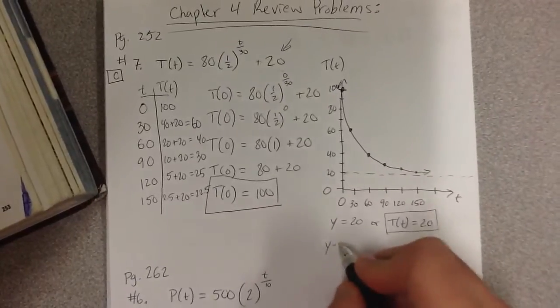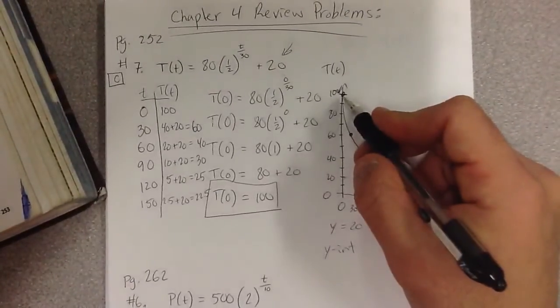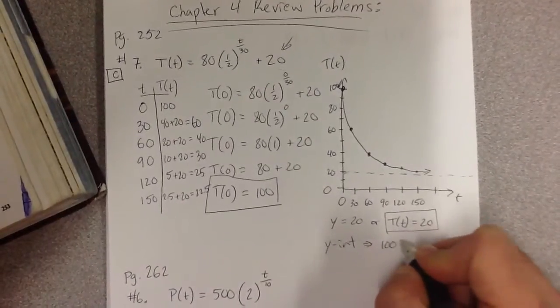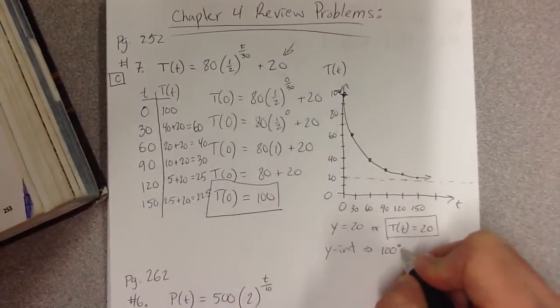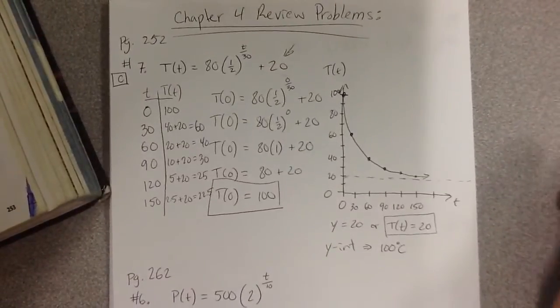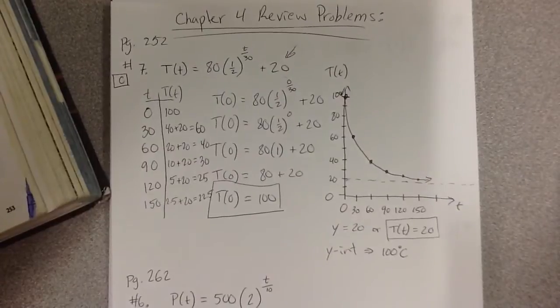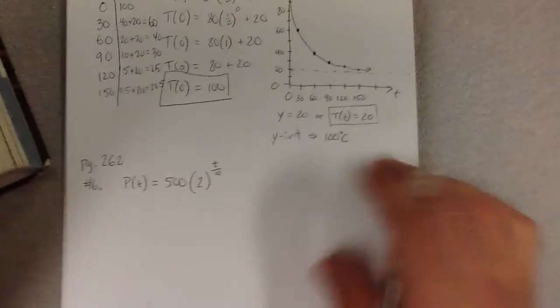Now, what is the y-intercept? The y-intercept is clearly 100. It's when x is equal to 0. The y-intercept is 100 degrees, okay? 100 degrees Celsius. And that means that the cup of hot liquid starts at 100 degrees Celsius. Okay? So let's move along.